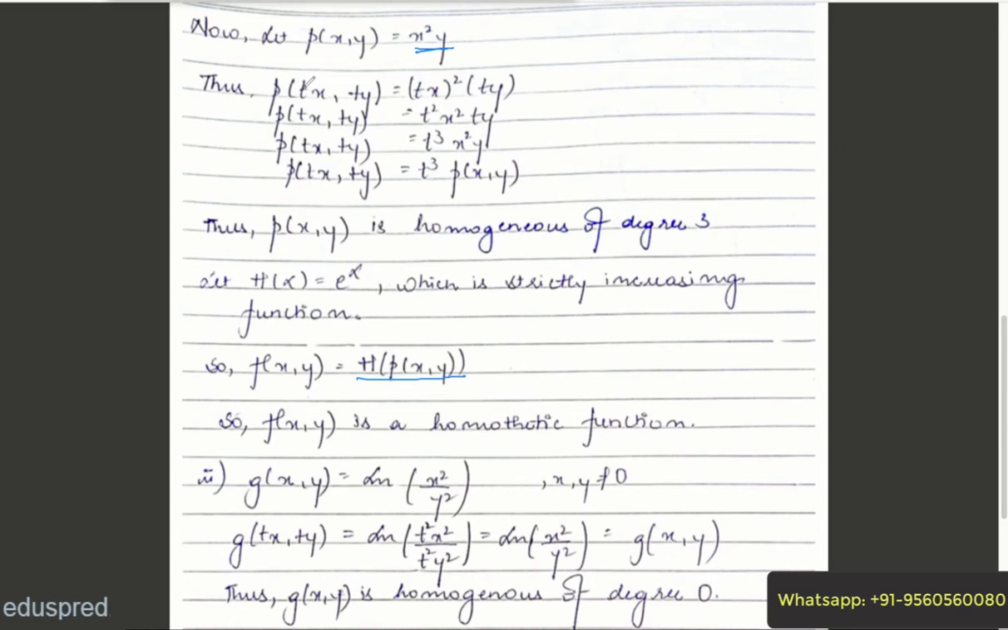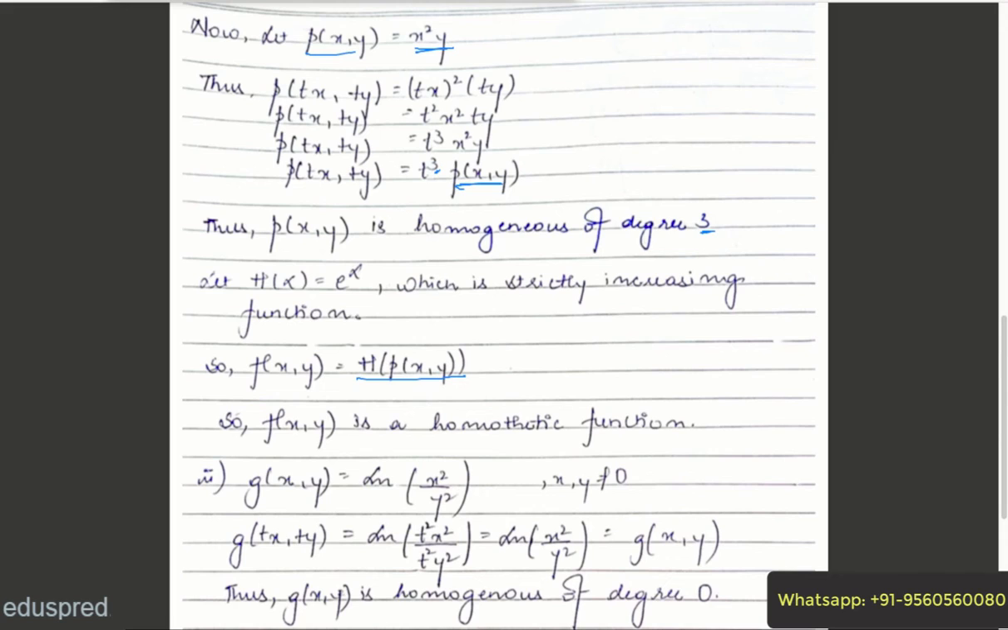Now again, p of (tx, ty) is (tx) square multiplied by ty, which is equal to t square x square ty, or t cube x square y. Now x square y is nothing but p(x,y). So substituting here, I get p of (tx, ty) is equal to t to the power 3 p(x,y). Thus p(x,y) is homogeneous of degree 3 as t has a power of 3.